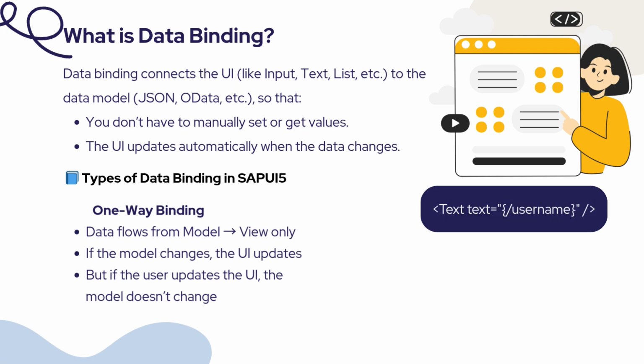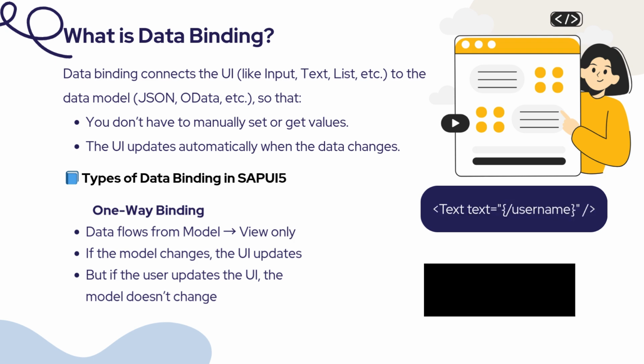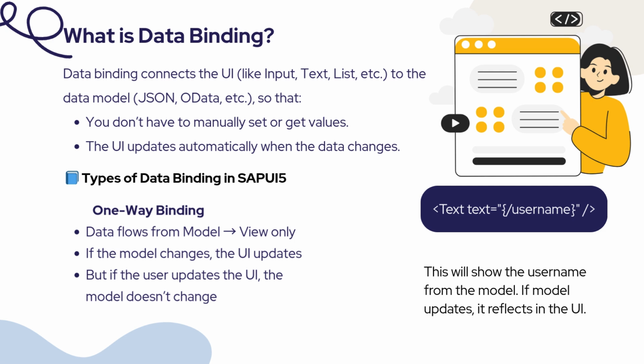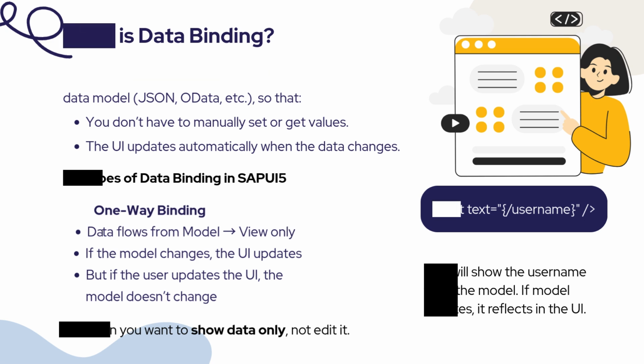So, here the text control will always show the value from /userName in the model. If the model changes, it updates here, but user edits won't go back to the model. Use this when you just want to show the data without letting the user edit.